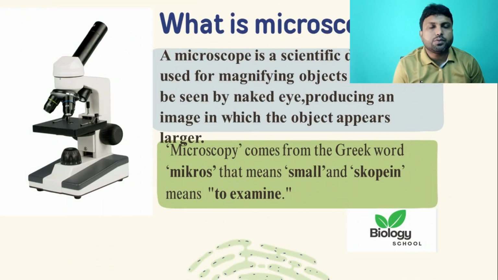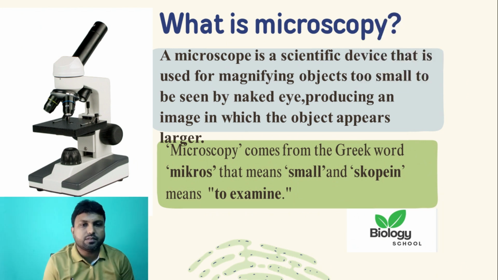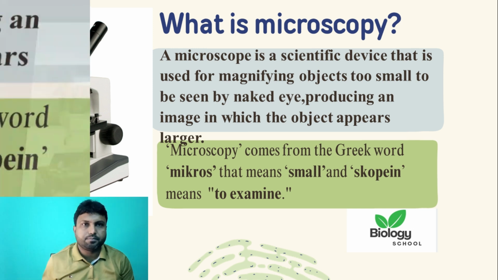But first, we will just know about what a microscope is. A microscope is a scientific device that is used for magnifying objects too small to be seen by the naked eye, producing an image in which the object appears larger. Actually, microscopy comes from the Greek words micros, that means small, and scopion, that means to examine.